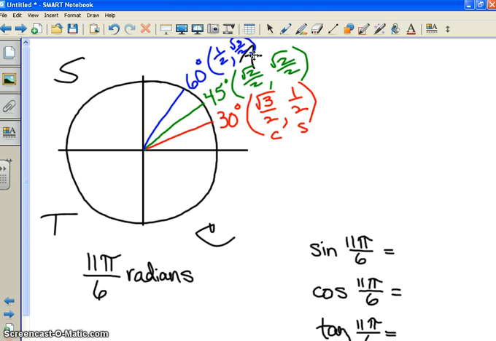Now, these are helpful reference angles. Anytime you rotate to a multiple of 30, 45, or 60, you can know the exact value for sin, cos, and tan, and sec, csc, and cot.